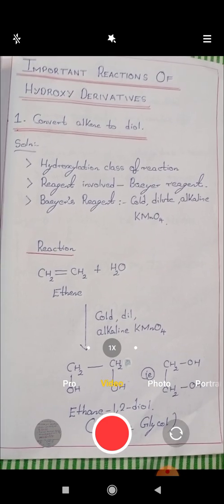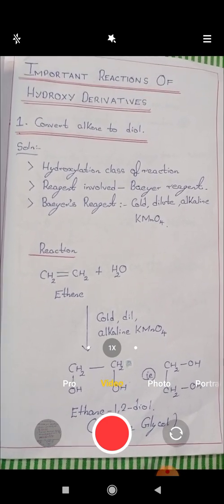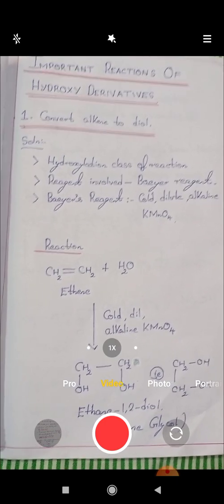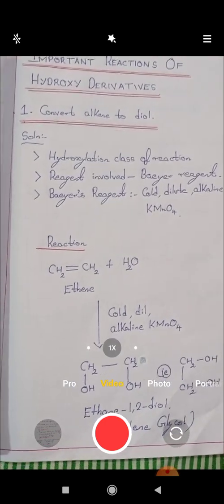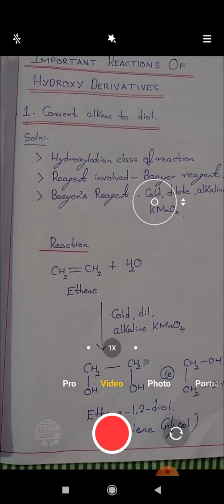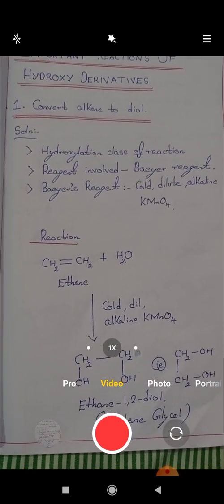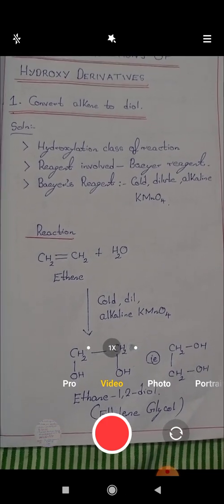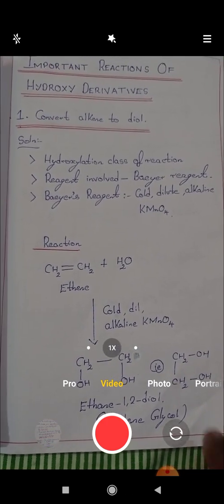How come ethane? There are two carbon atoms. It is saturated. Hence the name ethane. How come 1,2 diol? The OH groups are present in adjacent positions. Hence the name 1,2 diol. So again, ethene gets converted to diol, 1,2 ethane diol. Now moving to the next reaction.